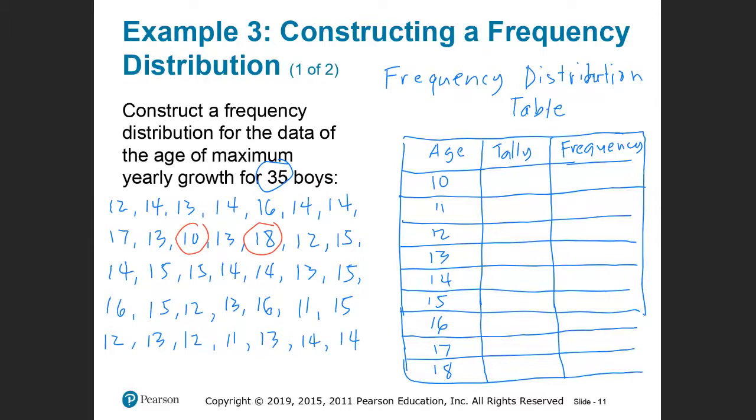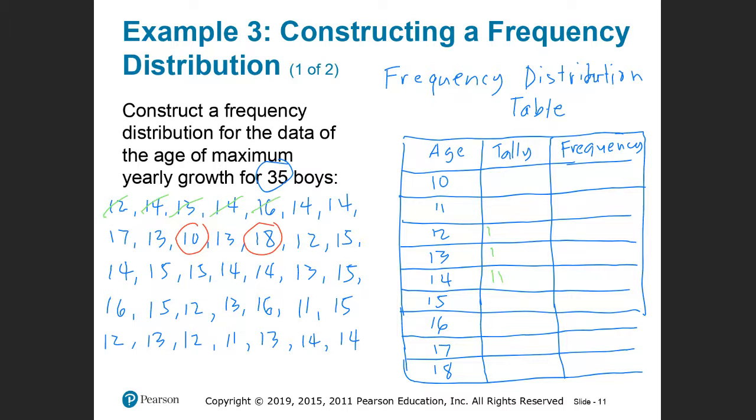So let's start with 12. Let's get 12. We mark 12. That would be 1 tick here. And then 14. 14, 1 here. 13, 1 here for 13. And you continue the procedure. So I just try to cross out the number that we're done. So we have another 14 here for the tally.